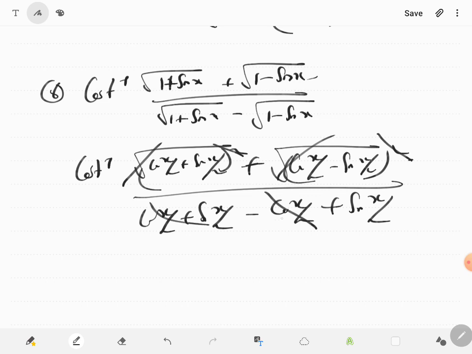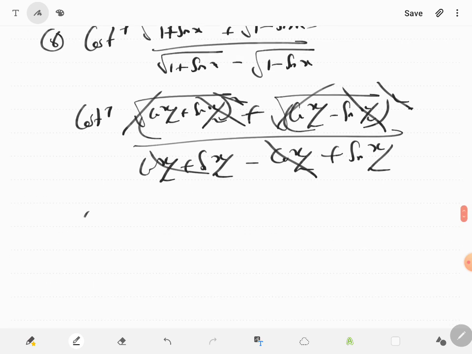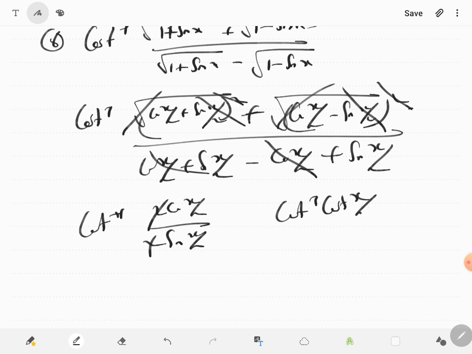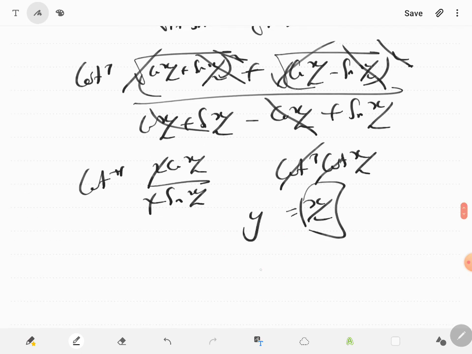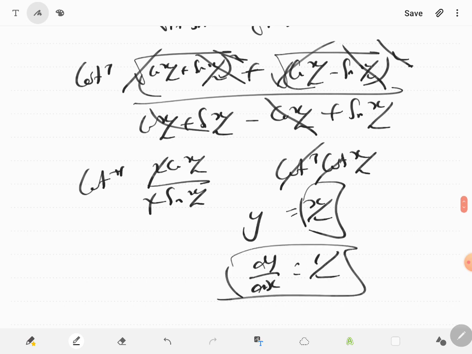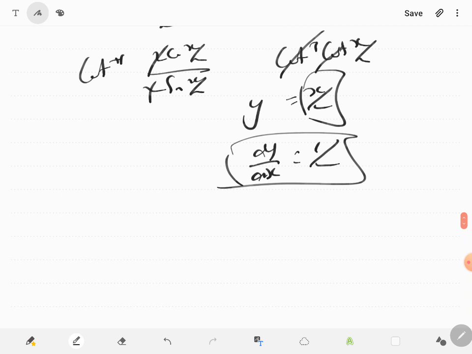So cos and cos will get cancelled in the numerator, and sin and sin will get cancelled. Cot inverse of 2 cos x by 2 by 2 sin x by 2 will be cot inverse of cot x by 2, which will just be x by 2. Take this. This is what is y. You haven't even differentiated. You only solved the inverse trigonometry. So dy by dx will become 1 by 2. So let's go to the next question.